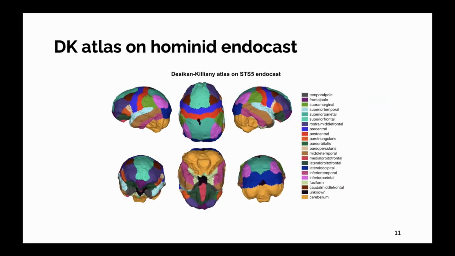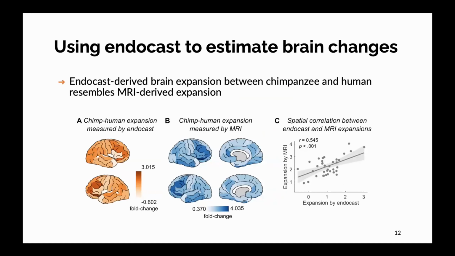But you know that the most important point of the endocast study is to study the fossils. So we hope to apply those atlases on the hominid endocast. And here you can see the results after we applied the human Desikan-Killiany atlas on the hominid STS5 endocast. By visualization, it also works fairly well. And after this, what we want to do using this atlas is to make some comparisons between endocasts. First, we try to make comparisons between endocasts of human and chimpanzees to estimate the brain surface area changes, or we also call it brain expansion.